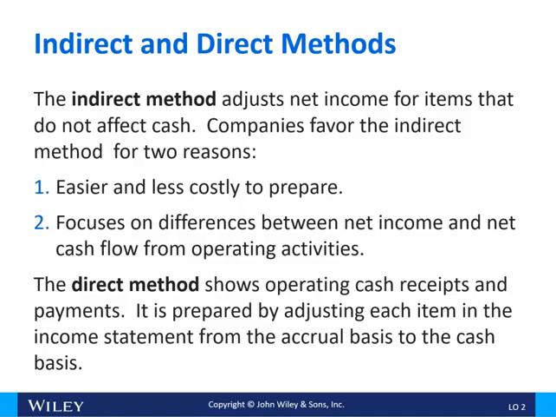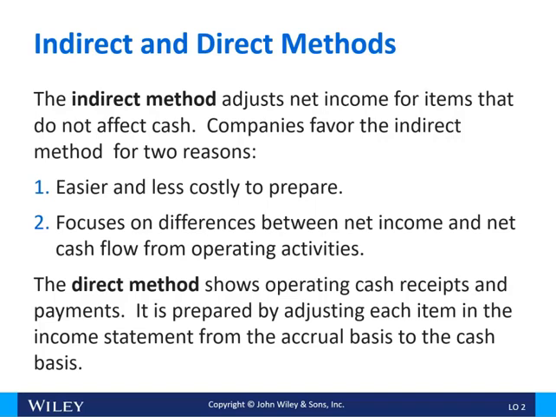So we said we're going to use the indirect method. So we're adjusting net income for items that do not affect cash. There are 2 reasons why we do this, and most companies use it versus the direct method. The indirect method is easier and less costly to prepare, and it focuses on the difference between net income and net cash flow from operating activities.